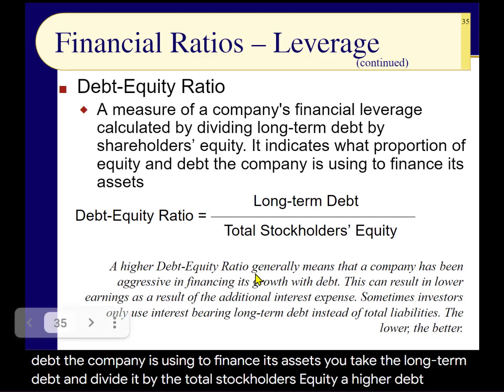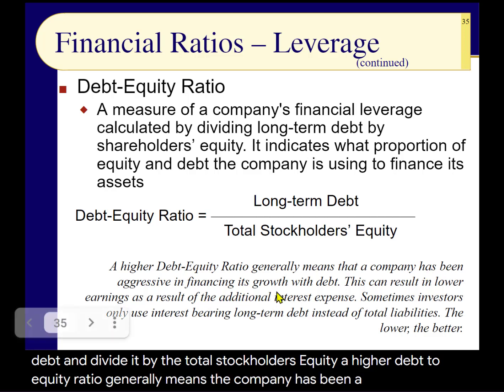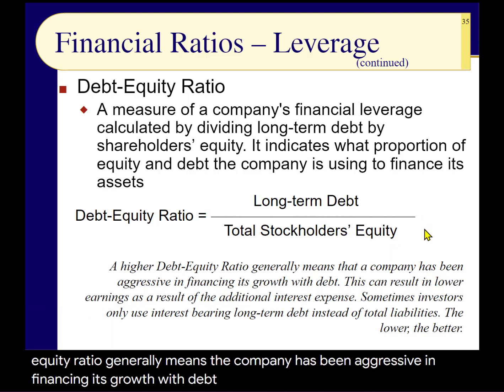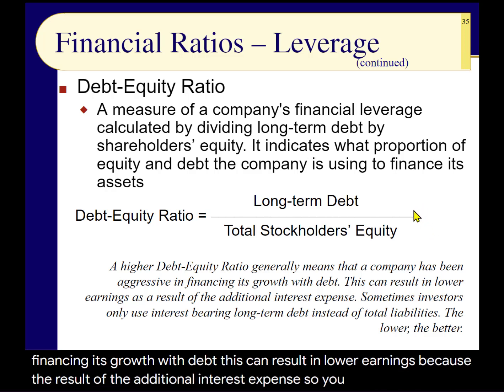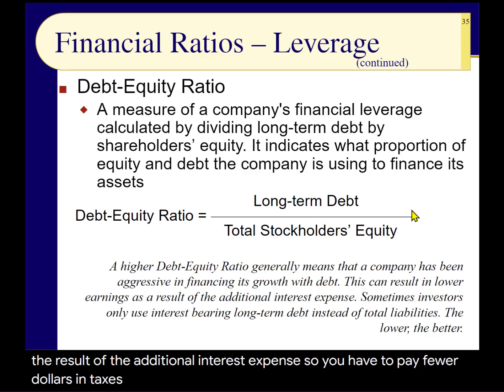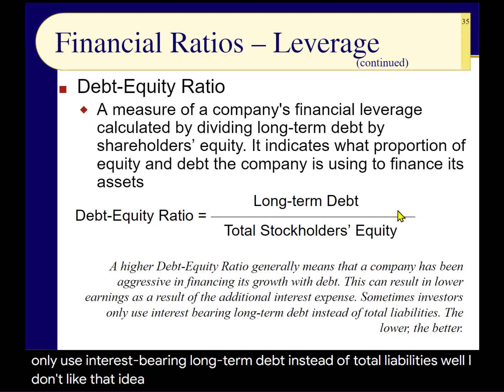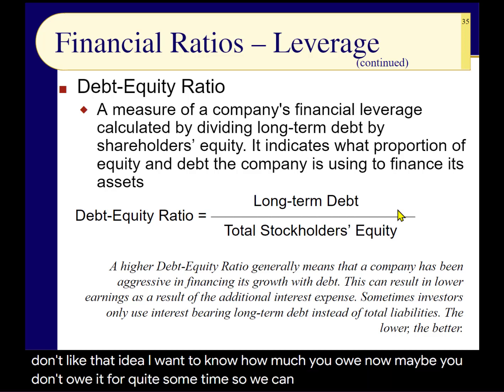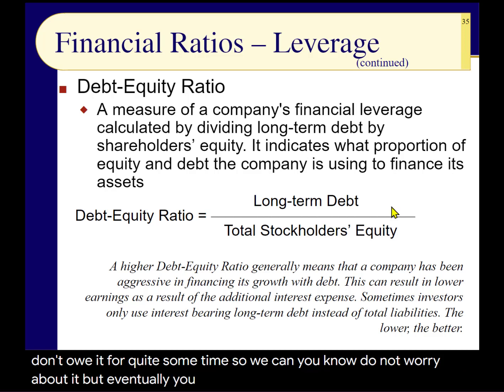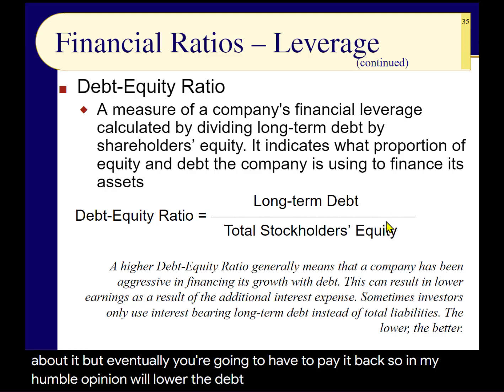A higher debt to equity ratio generally means the company has been aggressive in financing its growth with debt. This can result in lower earnings as a result of the additional interest expense. So you have to pay fewer dollars in taxes, but you've got to pay more in interest. Sometimes investors only use interest-bearing long-term debt instead of total liabilities. Well, I don't like that idea. I want to know how much you owe. Now, maybe you don't owe it for quite some time, so we can not worry about it. But eventually, you're going to have to pay it back. So, in my humble opinion, the lower the debt to equity, the better.